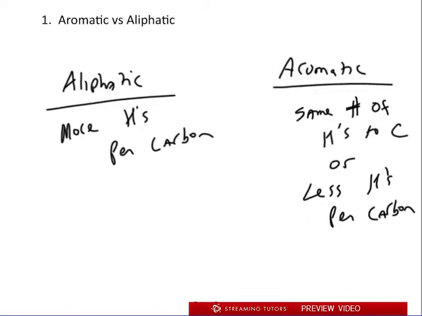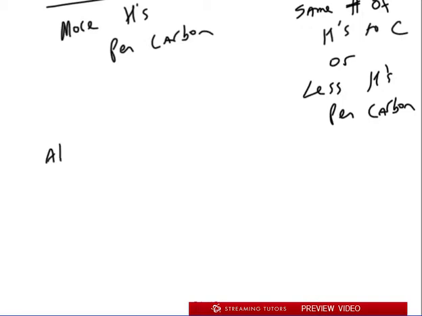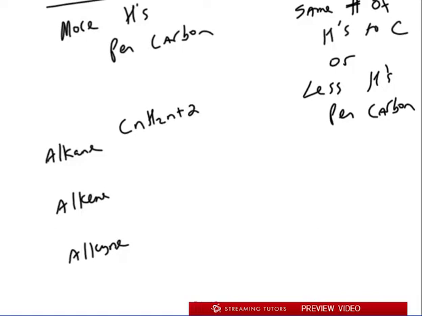Think about it. Now, I'll give you some examples. An alkane or an alkene and even an alkyne, those are all aliphatic systems. Remember, it's CnH2n+2. So for every, remember, n is the number of carbons. So for every one carbon, you have 2 times n plus 2 H's. Much more H's per carbon, right? So let's say C5H12. So for every 5 carbons, there are 12 H's. All right.